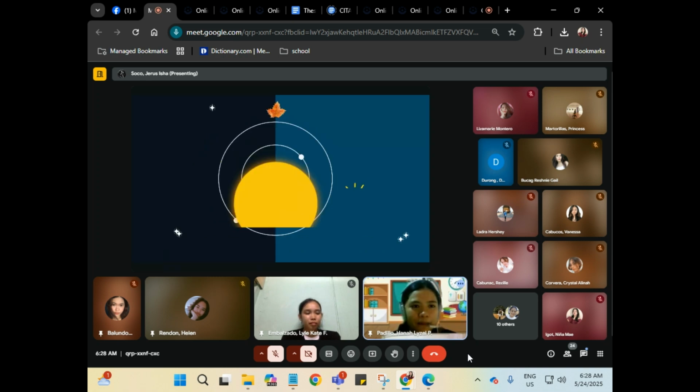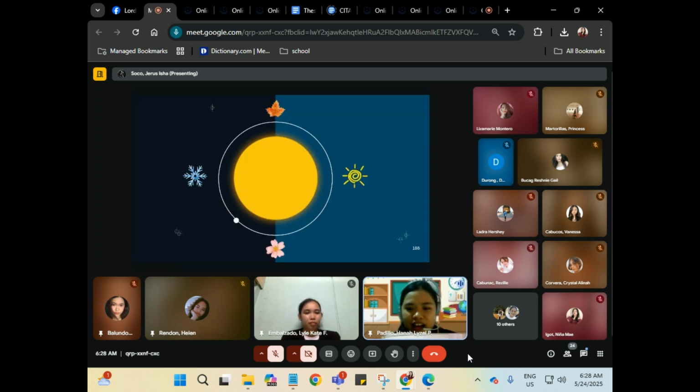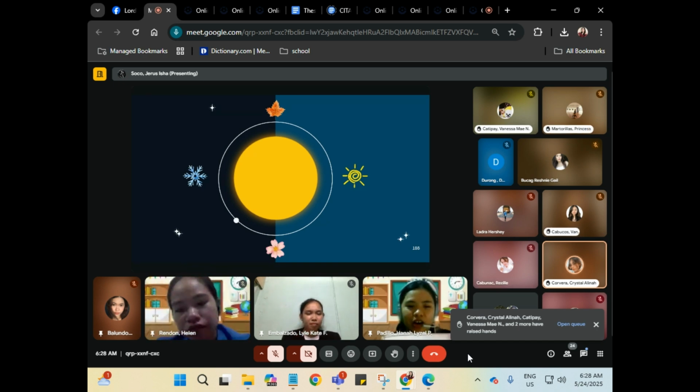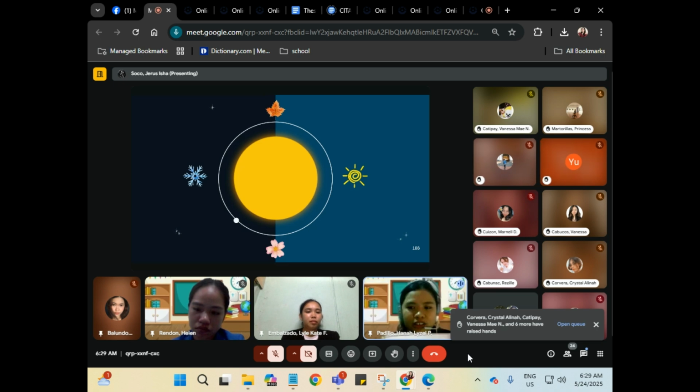Very good, Rishni. Okay, can you tell me what this is? Can anyone tell me? Okay, can I have Corvera? Based on the picture, teacher, it represents the four seasons, teacher. Okay, can you tell me one of the seasons on the screen? Winter, teacher.